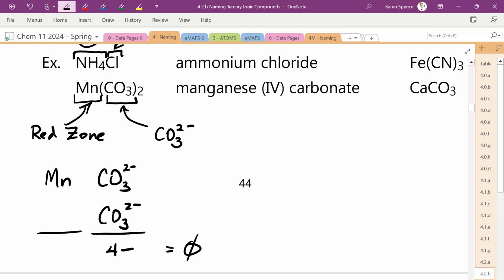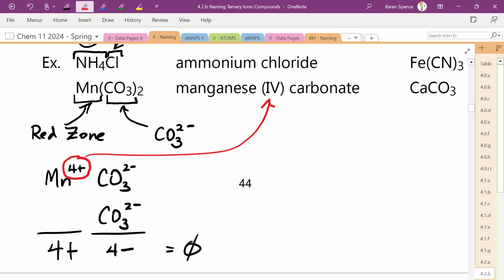So what's the total positive charge? 4 positive. And there's only one atom, so that atom has to be 4 positive. And therefore, our Roman numeral is 4. We have manganese 4 carbonate.